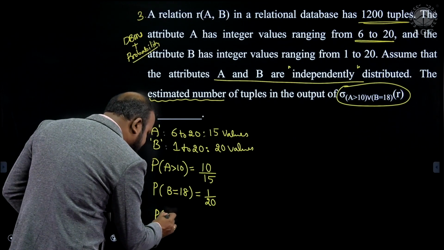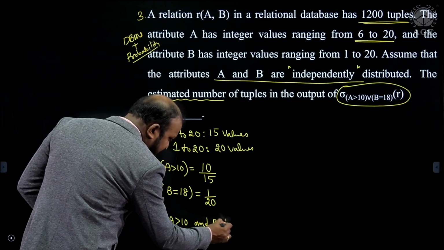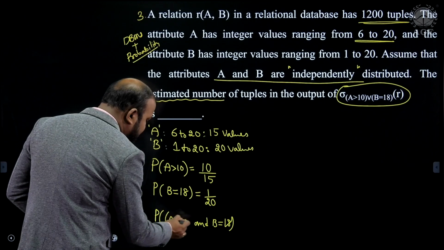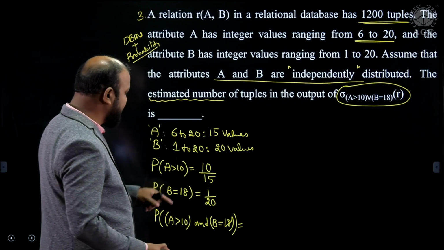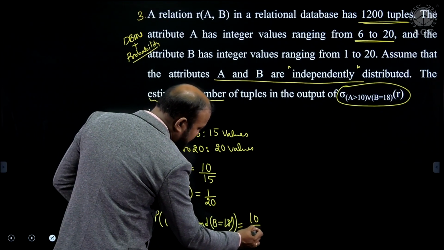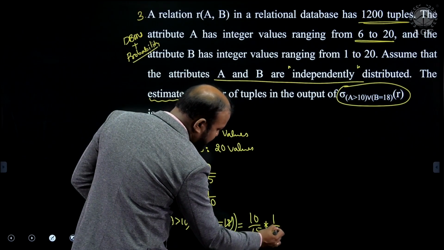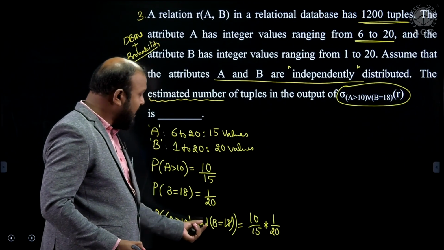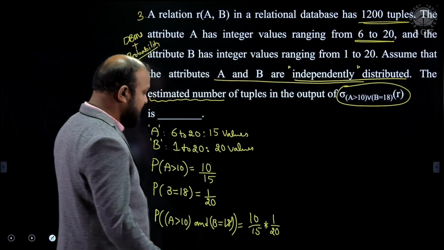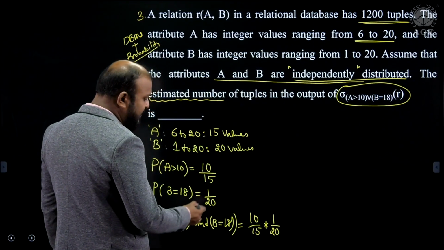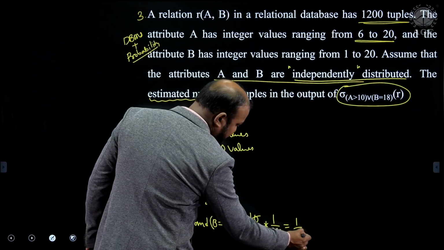Now, what is the probability of A greater than 10 and B equal to 18? The probability of A greater than 10 and B equal to 18 is equal to the probability of A greater than 10 into the probability of B equal to 18, that is 1 by 20. Why? Because these two are independently distributed, we can call them independent events. So, the probability of A greater than 10 and B equal to 18 is 1 by 30.